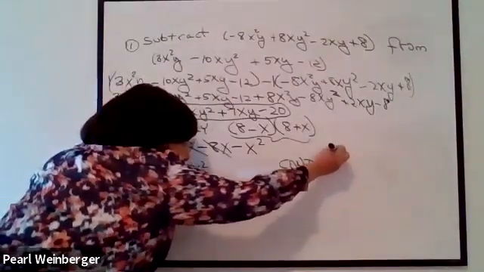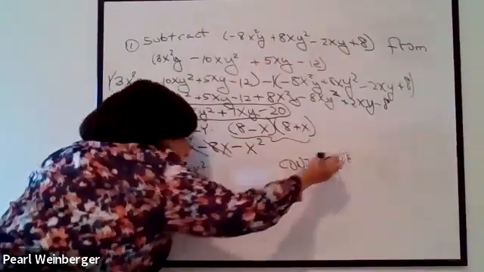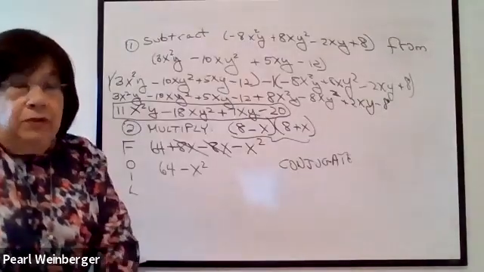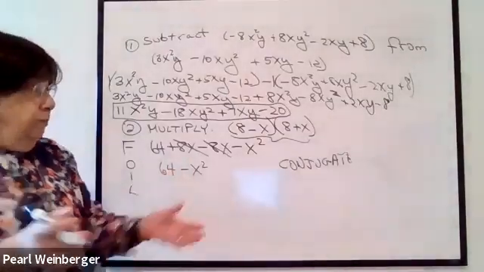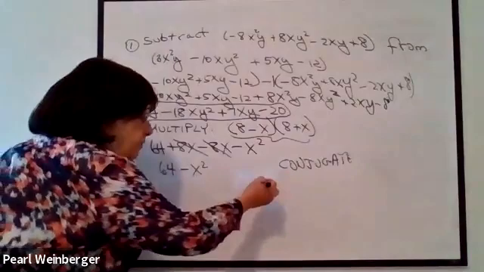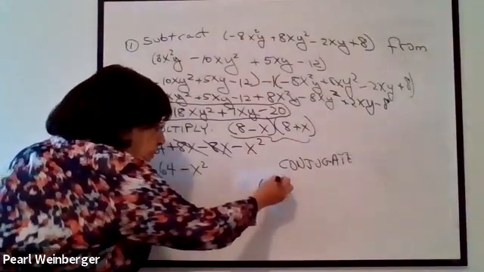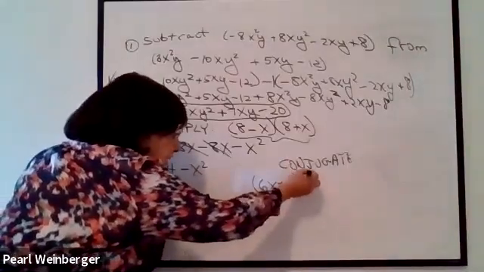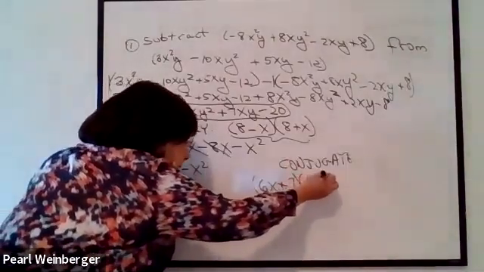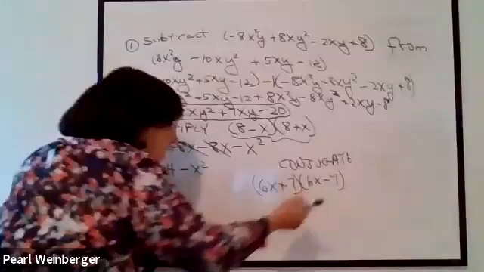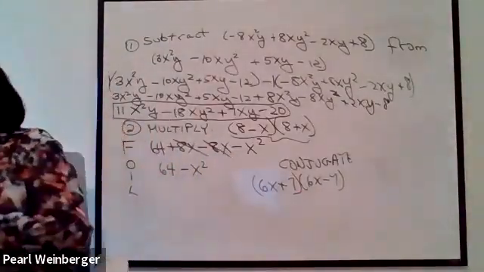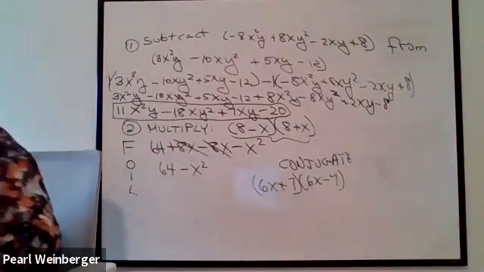When I use the term conjugate binomials, I'm talking about two binomials that are almost identical. For example, if I have 6x plus 7, the conjugate binomial will be 6x minus 7. The exact same two terms, except one has a plus and one has a minus.